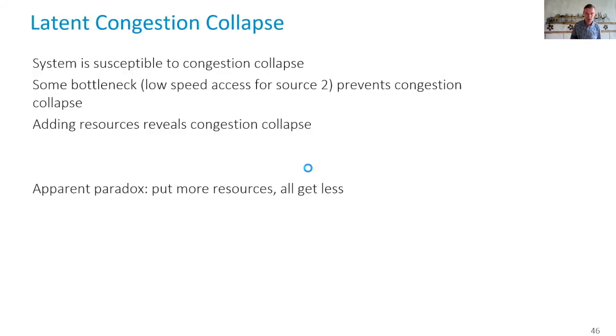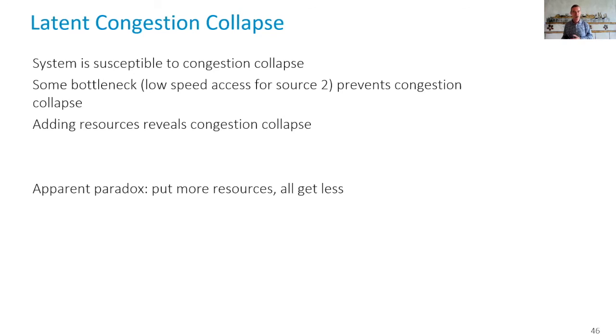So this is an example of what I call latent congestion collapse. A latent congestion collapse is a system that's susceptible to congestion collapse, but by accident, you never saw the congestion collapse because there was a bottleneck, for example, the low-speed access for source 2. This network could not get into congestion collapse because it was bottlenecked somewhere else.